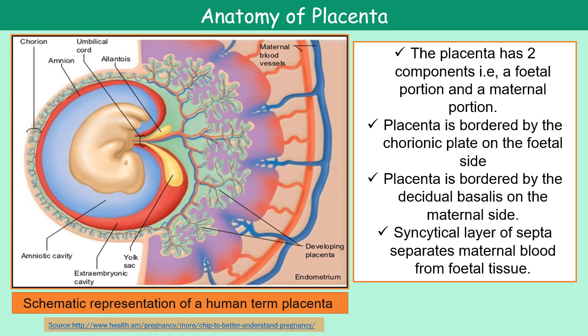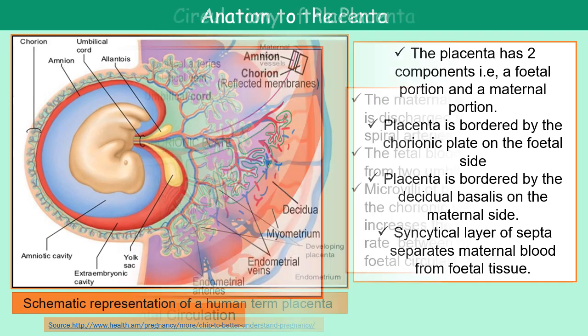As a result of the continuous growth of the fetus and expansion of the uterus, the placenta also enlarges. Its increase in surface area roughly parallels that of the expanding uterus, and throughout the pregnancy it covers approximately 15% to 30% of the internal surface of the uterus.